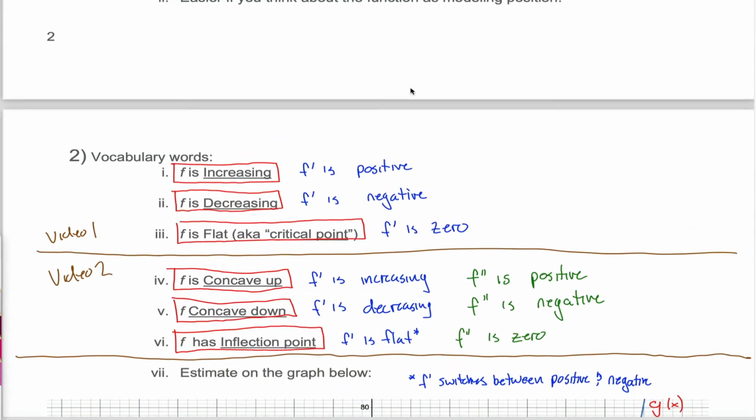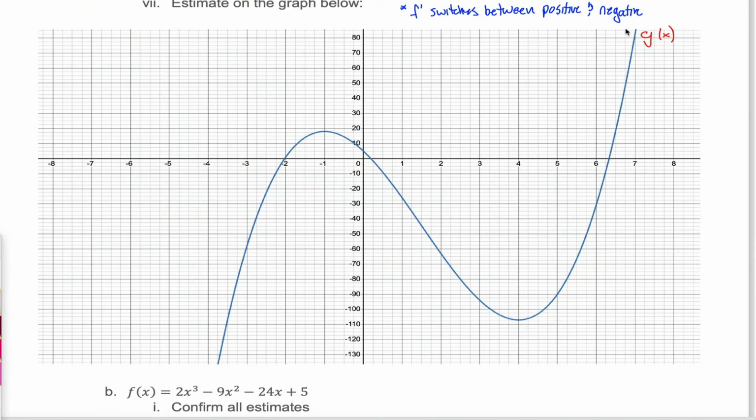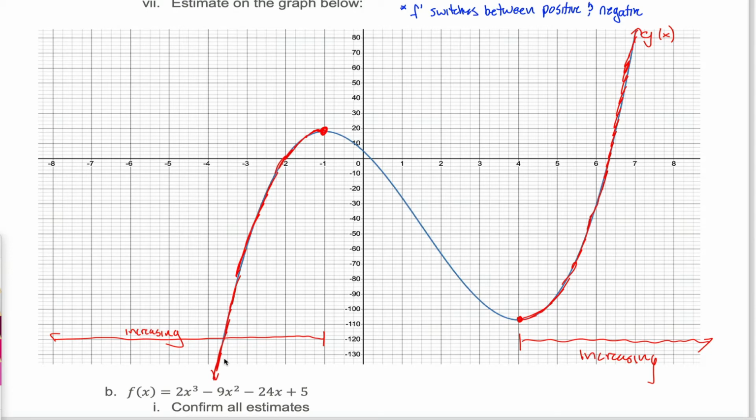Let's start with low-hanging fruit. Let's start looking for increasing, decreasing, and flat. A function is increasing when it goes up as you read this thing from left to right. So all throughout here, this graph is going up as I read it from left to right. Now it's going down, so I'm going to ignore that part, but then over here it's going up again. It looks like my graph is increasing from negative infinity all the way up to negative 1, and then again from 4 up to infinity.